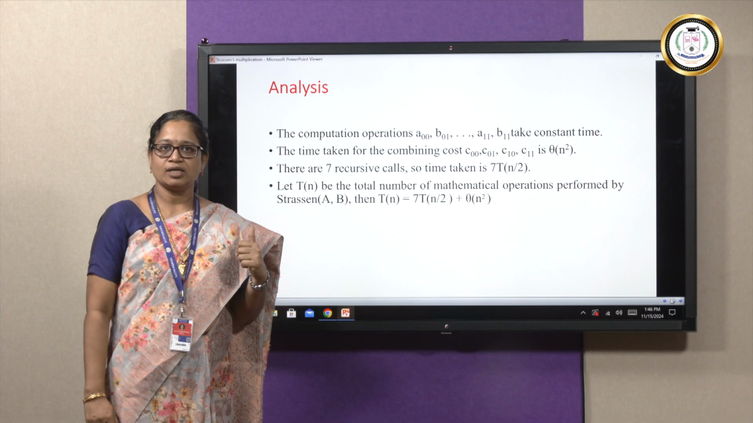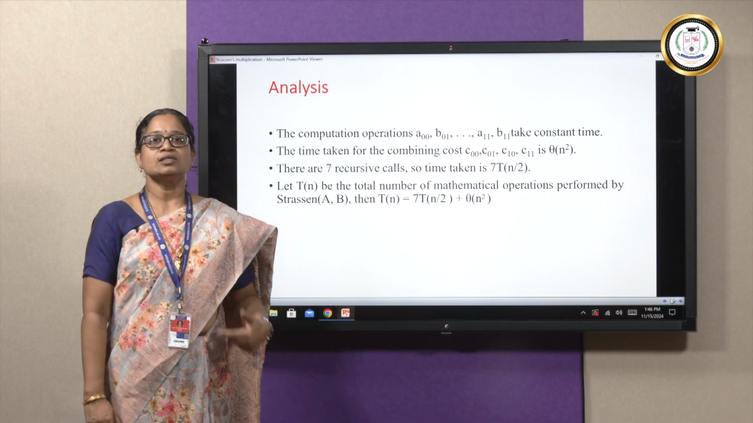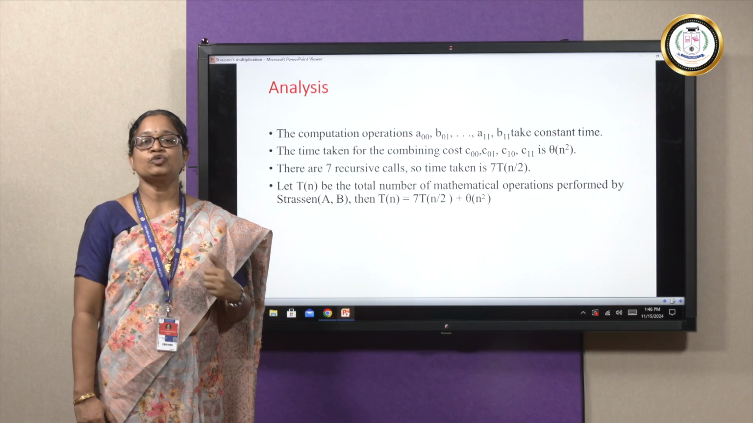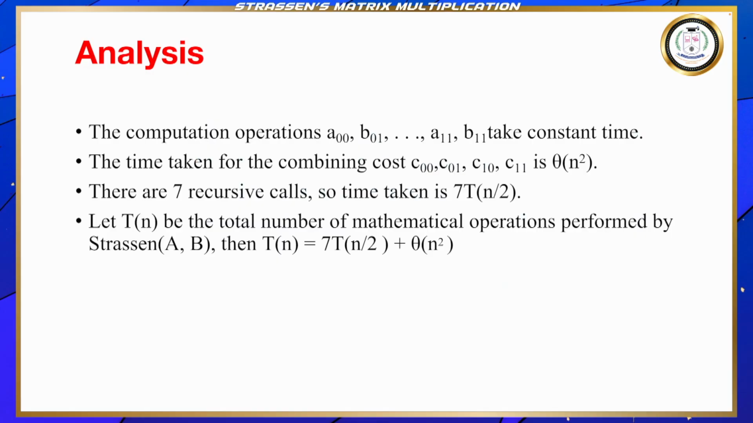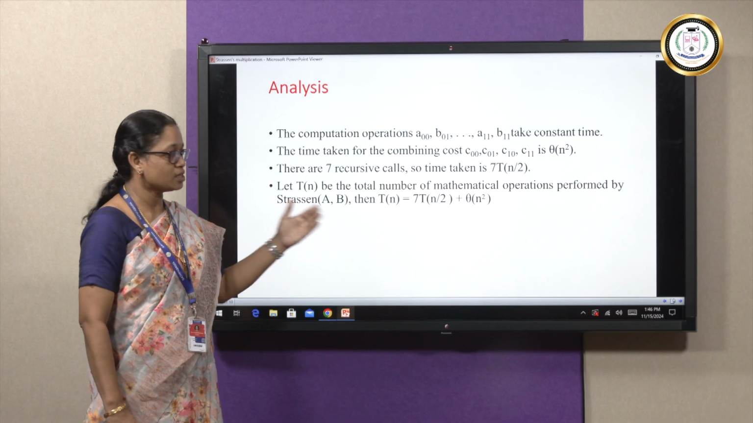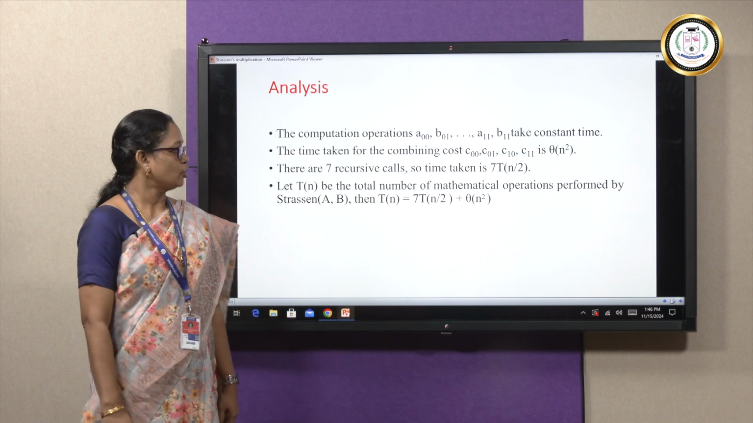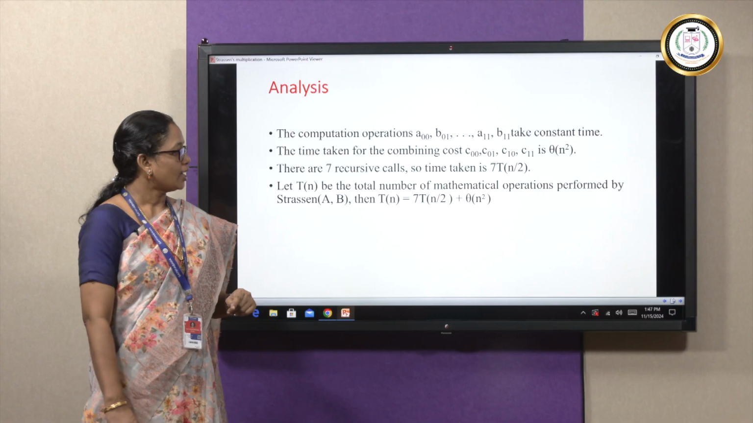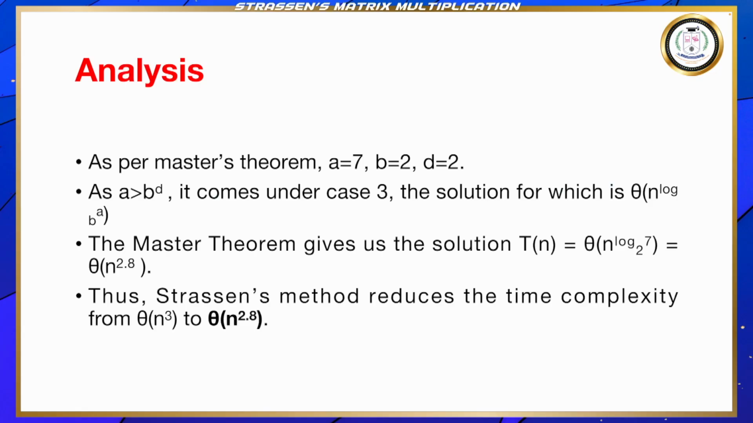Now look at this recurrence equation, 7 into T of n/2 plus theta of n square. This is of the form a into T of n/b plus f of n, which we can solve by Master's method. Here f of n is given by n power d. What are the values of a, b and d? From this recurrence equation we can find them: a equals 7, b is the denominator, that is 2, and d is the power of n, that is also 2. Let us go to the next slide.